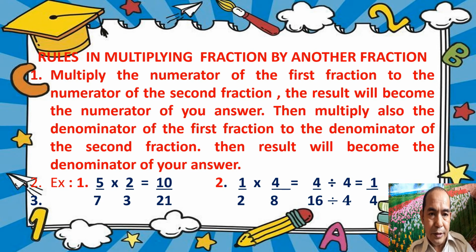So 4/16 is not yet in the lowest term. Why? Because the two numbers are not yet prime numbers. So 4 has factors of 2 times 2, while 16 has factors of 4 times 4. And take note that 16 is divisible by 4. So we may use 4 as our common divisor to reduce the fraction to its lowest term. We will divide 4 by 4, 16 by 4 also, and the result will be 1/4. So the fraction now is in its lowest term.